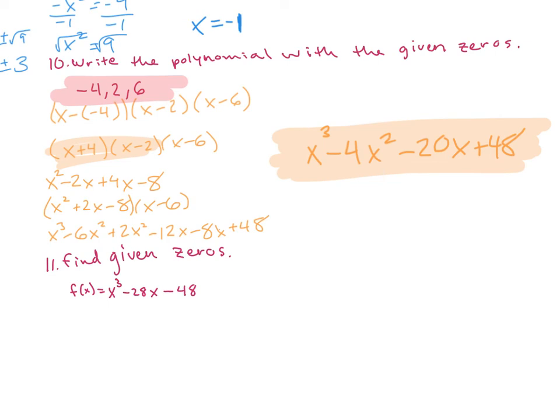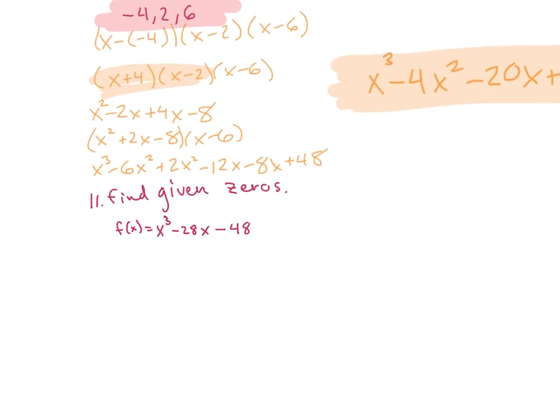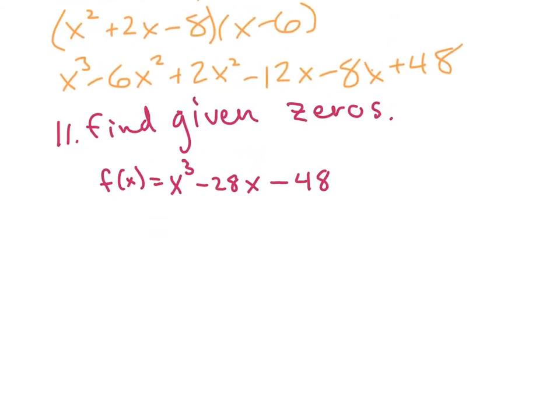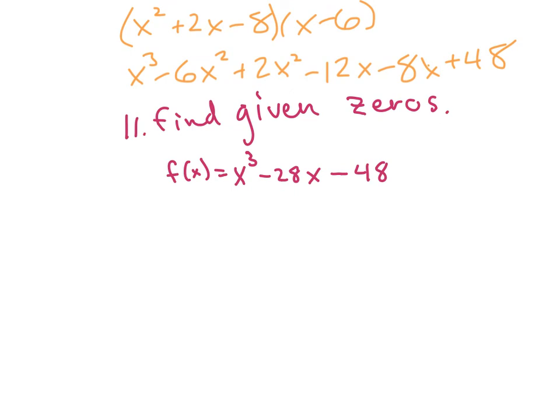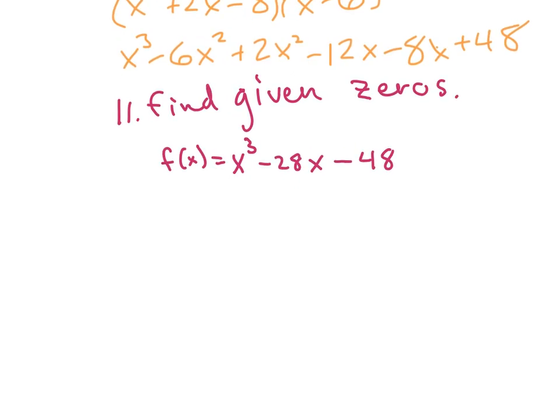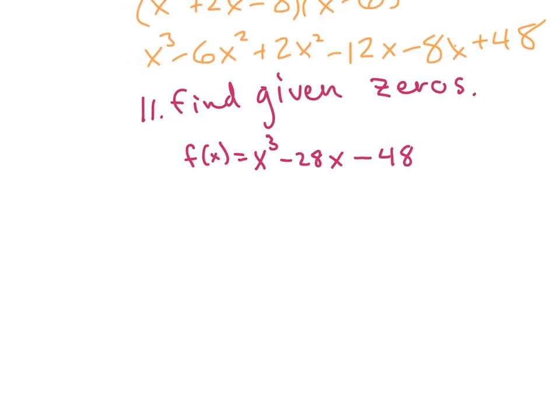You're welcome. All right, number 11. Find the given zeros. What do we do? Don't you like put numbers on top? There's like a fraction. We can't factor this because we have that x cubed and it's 3 terms. So we have to do factors of our lasts over the factors of our first.